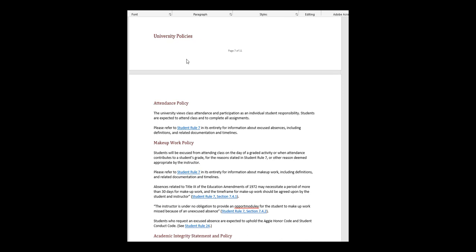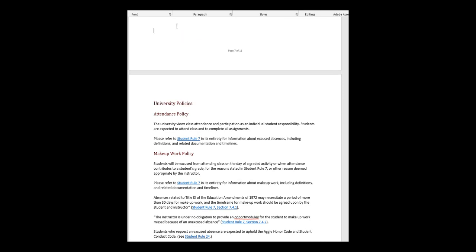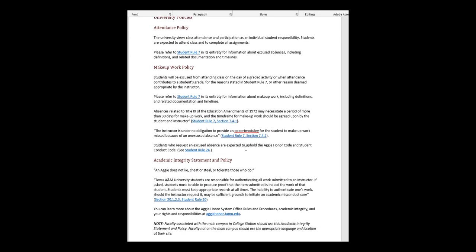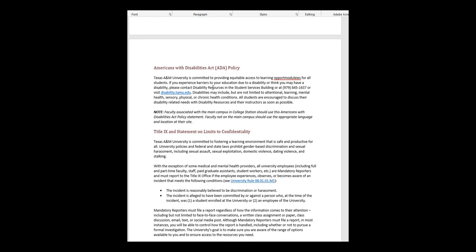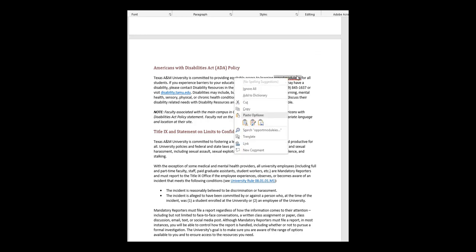All right, now on to the university policies. Here we have our basic university policies. The attendance policy states we expect you to come to class. I expect you to log in on a regular basis and manage your time. Here's the makeup rule policy, academic integrity, the ADA policy. This is something I do want to spend some time looking at.